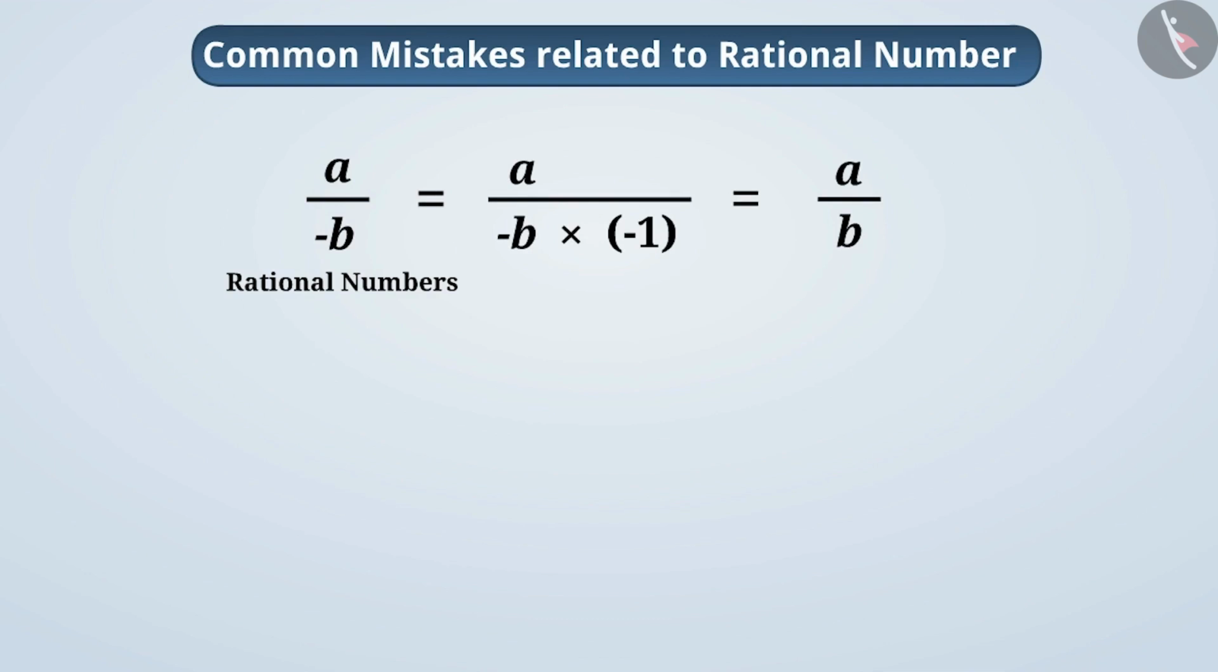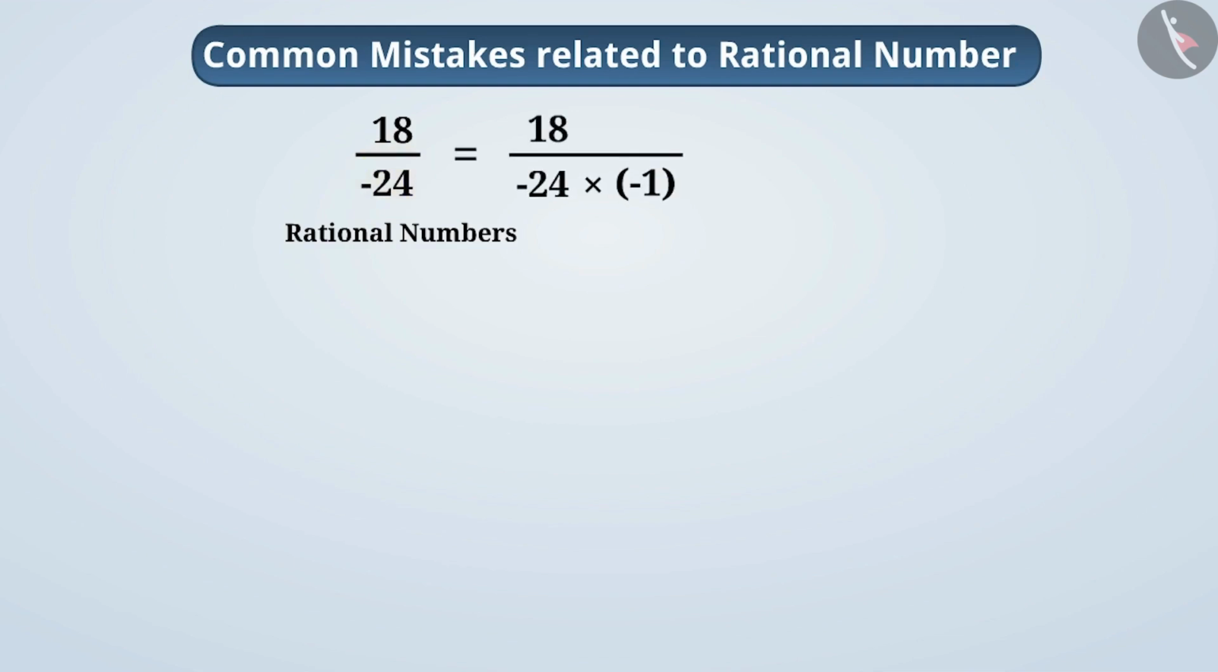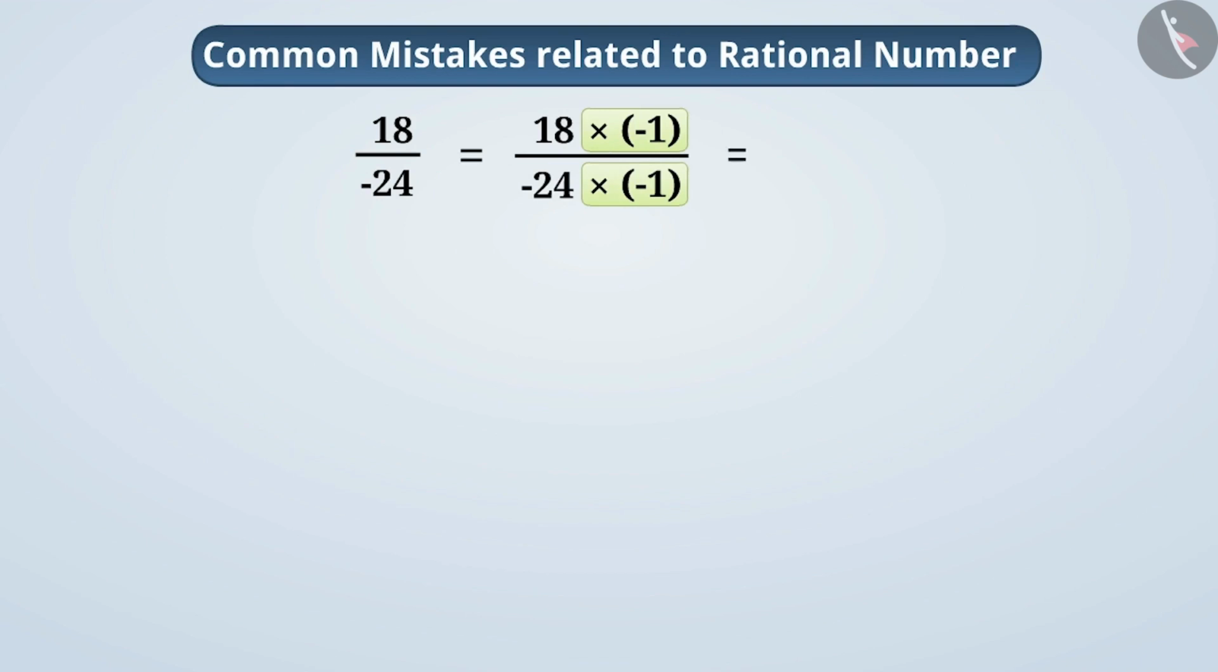For example, to make the denominator positive for a rational number 18 by minus 24, they just multiply the denominator by minus 1. Remember that if we do this, it changes the value of the rational number. So this method is wrong. The correct method of converting the denominators to a positive integers is to multiply both the numerator and denominator by minus 1. Since both the numerator and the denominator are being multiplied by the same number, the value of the number does not change, also the denominator becomes positive.